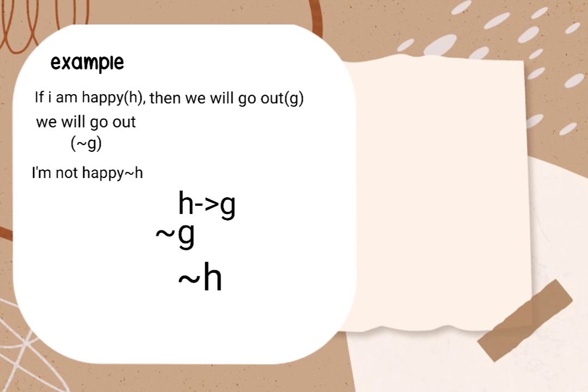The H is I am happy. So, papalitan lang natin siya ng I am not happy. Ang kalalabasan nga is, if I am happy, we will go out. We will not go out. I am not happy. So, the conclusion is not H.